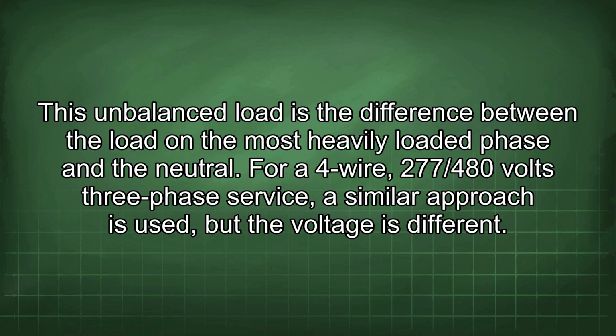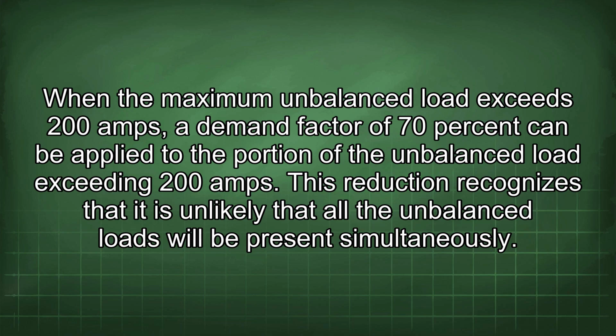For a 4-wire, 277/480 volts 3-phase service, a similar approach is used, but the voltage is different. When the maximum unbalanced load exceeds 200 amps, a demand factor of 70% can be applied to the portion of the unbalanced load exceeding 200 amps.